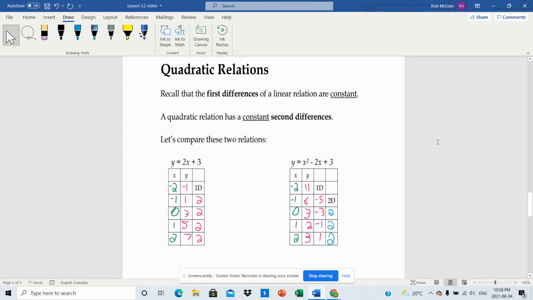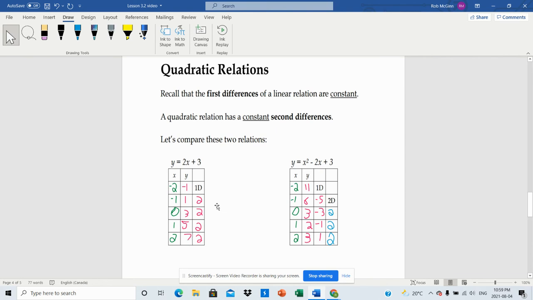So here we've got a linear relation, y equals 2x plus 3. I just pick some points to sub in for x. So when x is minus 2, 2 times minus 2 is minus 4 plus 3. Oh, minus 1. Sub in minus 1. 2 times minus 1 is minus 2 plus 3 is positive 1. Sub in 0, y is 3, and then 5 and 7.